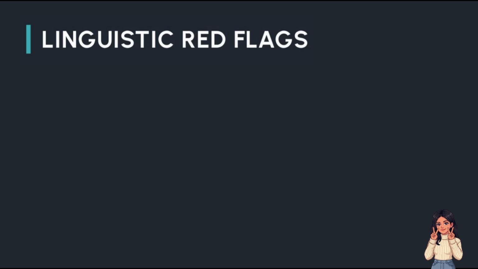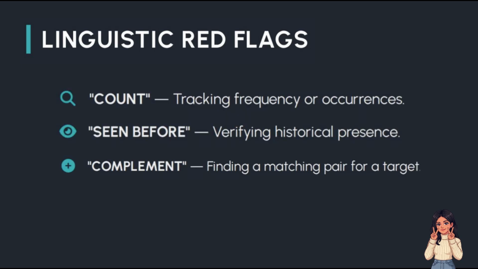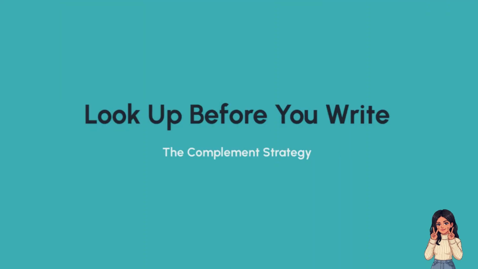You look out for classic linguistic red flags in a product spec or an interview prompt. If you see words like count, frequency, or have we seen this item before, your brain should instantly trigger the Hashmap pattern. But the most elegant way to leverage this data structure is something called the lookup before you write strategy, which completely dominates complement style tracking problems.